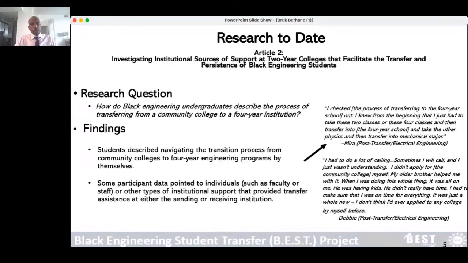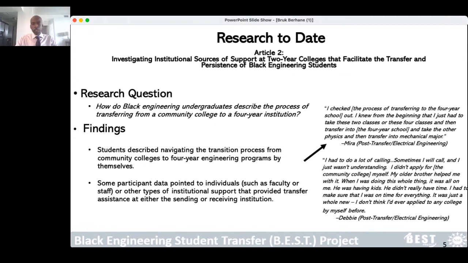So this paper is looking at the actual process of transfer. And so how do these students describe the process of transferring from a community college to a four-year institution? So generally speaking, they talk about doing this work on their own. And so I've been citing Shuli Wang's work. Shuli's out of the University of Wisconsin-Madison. I look at her as a mentor. And she wrote a book a year or two ago called On My Own. And these students are really saying exactly that.